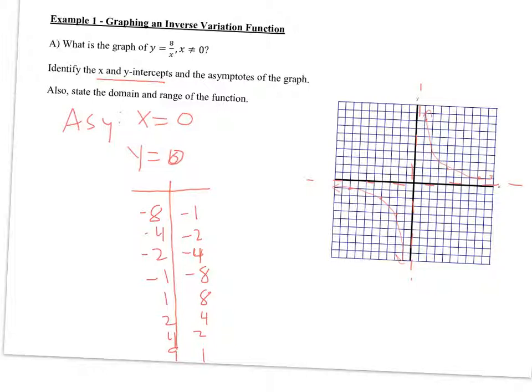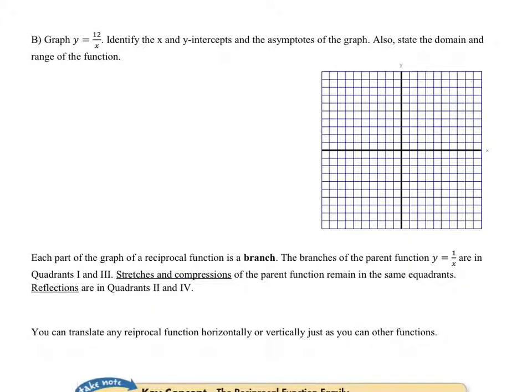Now it also says state the domain and range. With these asymptotes, that's what changes our domain and range. So our domain can be all real numbers except that asymptote, so x cannot equal 0. And my range can be all real numbers except that asymptote, so y cannot equal 0. Again, it's how far left does it go? This makes it go on forever to the left, and the other one makes it go on forever to the right. How far down does it go? Forever, and up forever, besides those asymptotes. So you should try to graph B by yourself.